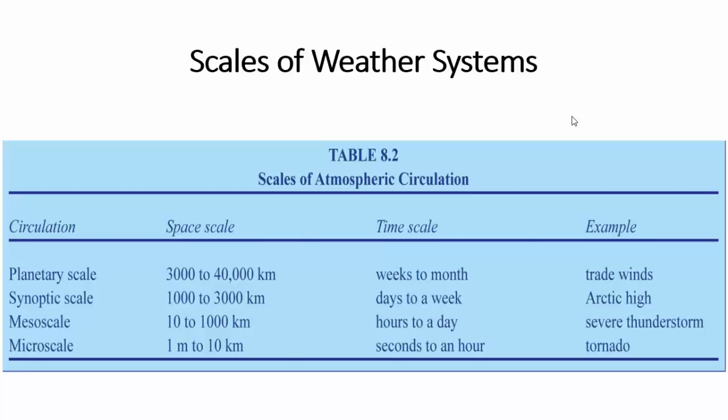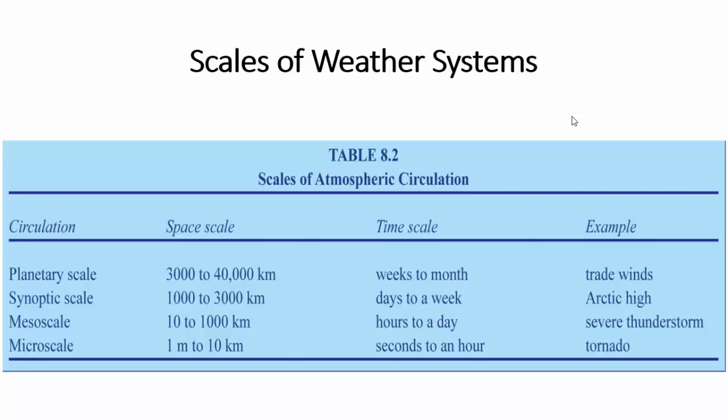We get a little smaller, we come down to what's called the synoptic scale. The synoptic scale is going to be something like 1,000 to 3,000 kilometers. This would be a weather phenomenon that could last days to a week. One example they're giving you here is an Arctic high. This would be some continental polar air that would, say, move down into the United States, typically in the wintertime.